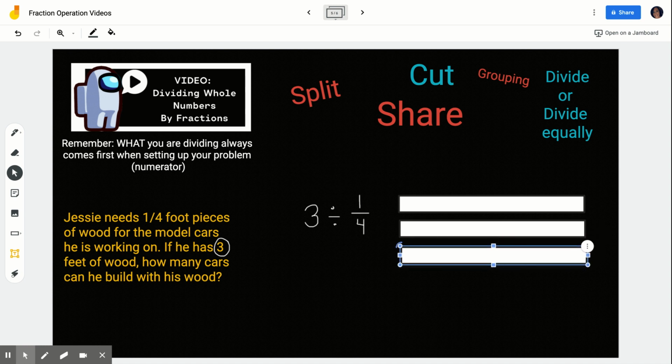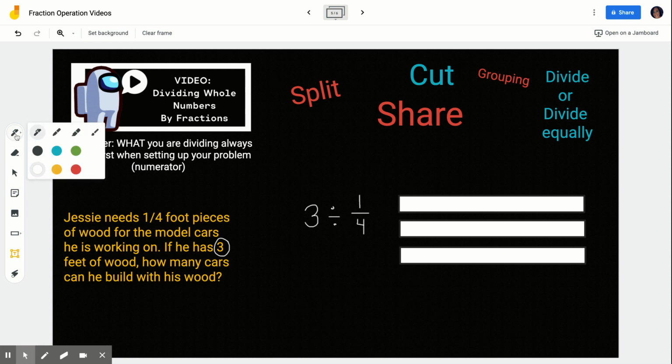Okay, so we've got this to represent the 1st foot of wood, the 2nd foot of wood, and the 3rd foot of wood. Now, what we're going to do with that fraction model is if we have to divide it into 1/4 sections, then that means I'm going to cut each piece of wood into 4 sections. So each one of these represents 1/4 foot of wood. So we've got 1/4, 2/4, 3/4, 4/4. So that is 1 foot.